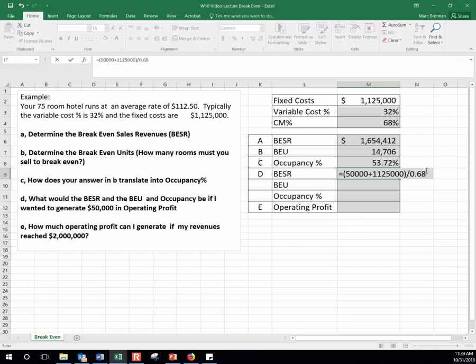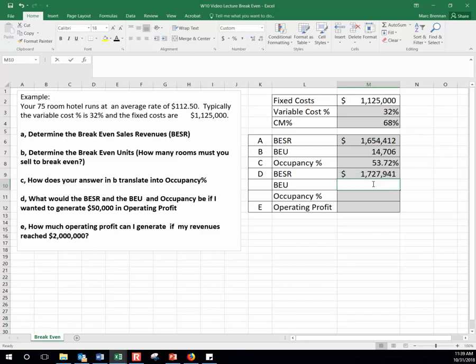Now, remember, this looks very familiar to our bottom-up approach. We're taking our income before tax goal, okay, plus our fixed costs, and we're dividing it by contribution margin percentage, which is really 1 minus 32%. Okay. We're doing the same thing. So we need to have $1,727,941 in sales in order to make a $50,000 profit.